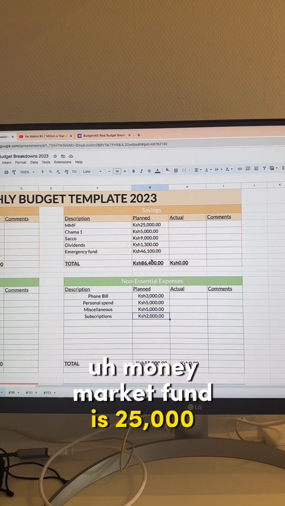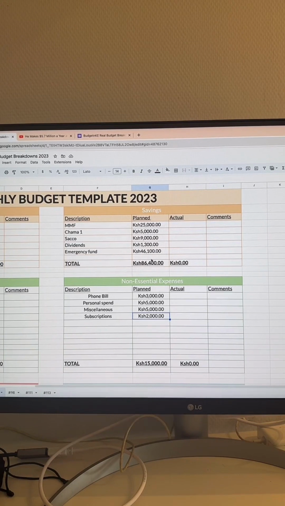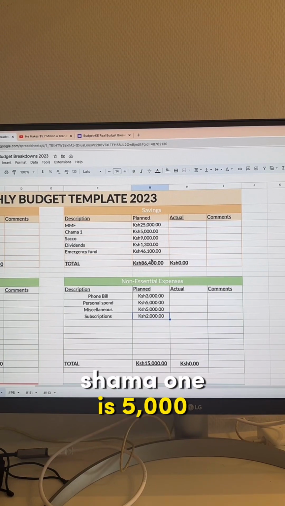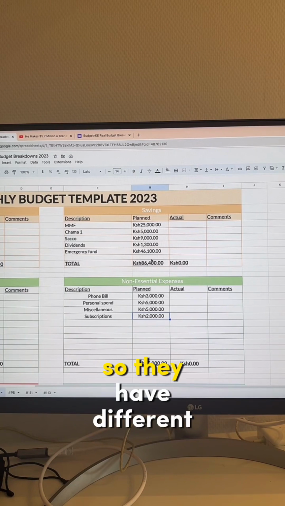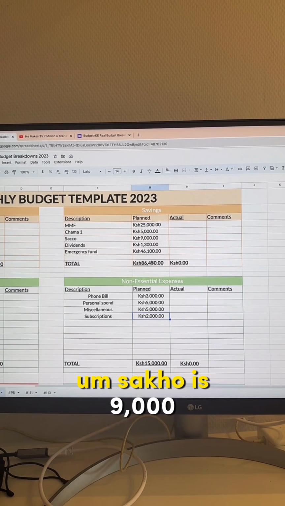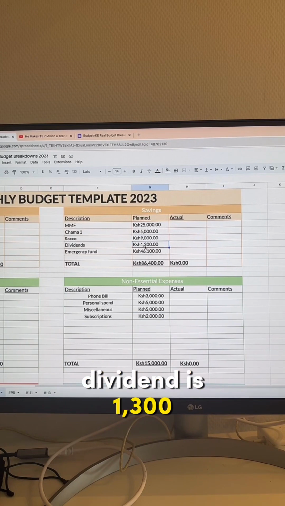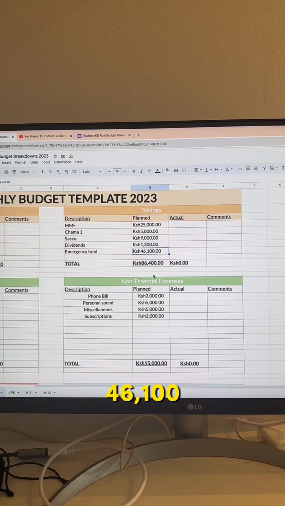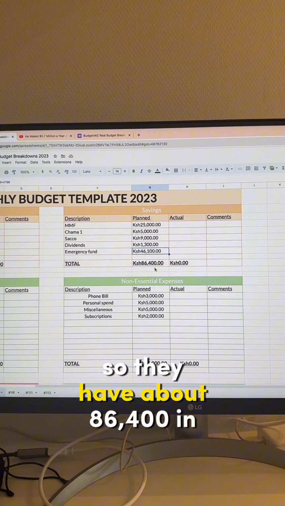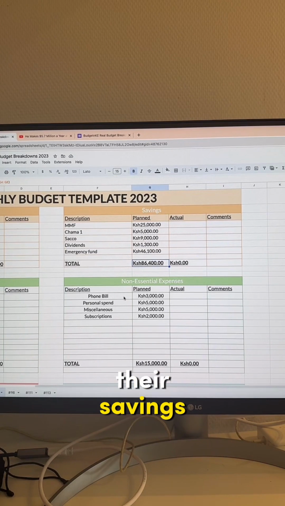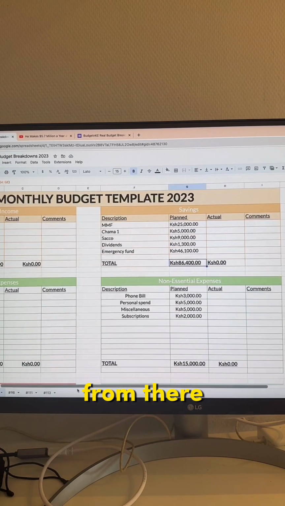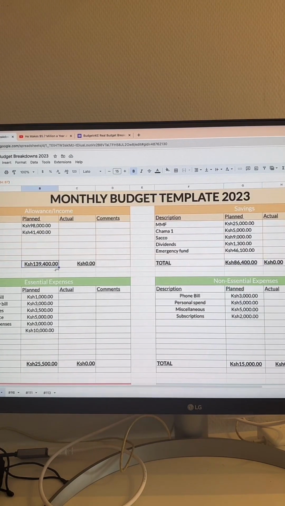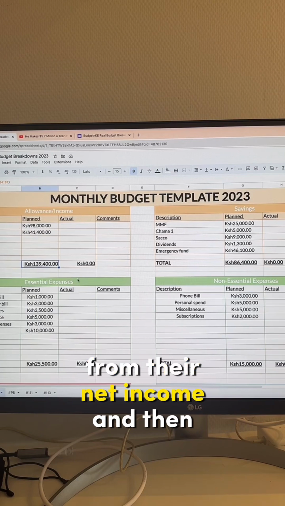Money market fund is 25,000. Shama one is 5,000. So they have different shamas, I guess. Sako is 9,000. Dividends is 1,300. And emergency fund is 46,100. So they have about 86,400 in their savings, which is quite a huge amount from their net income.